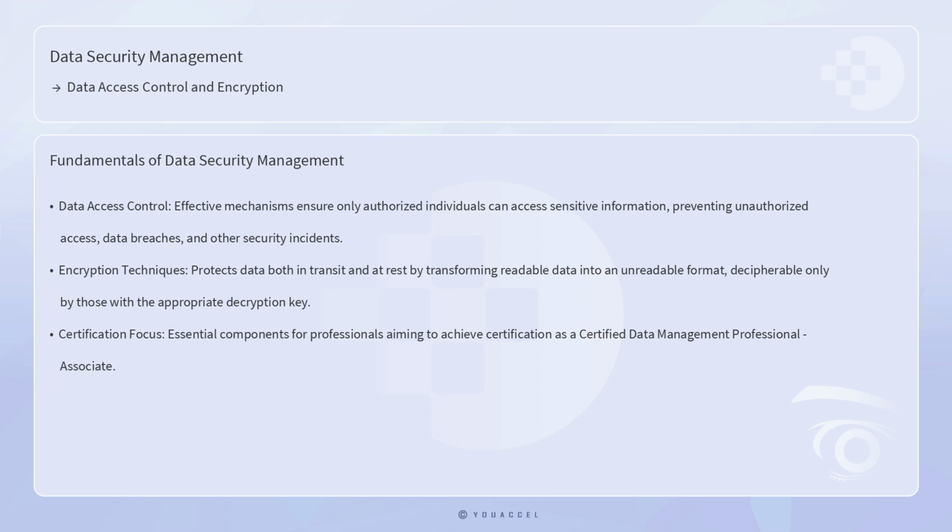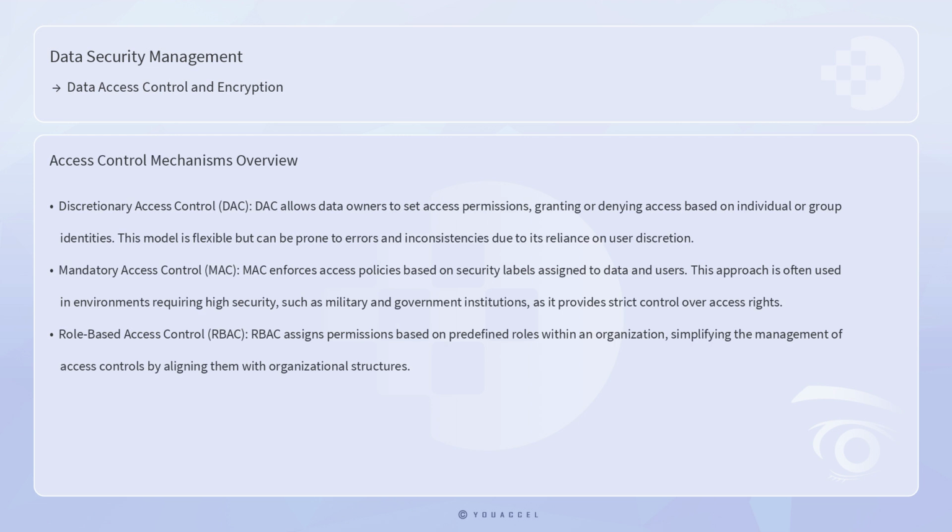Encryption, on the other hand, is a critical technique for protecting data both in transit and at rest by transforming readable data into an unreadable format that can only be deciphered by those possessing the appropriate decryption key. Together, these practices form a robust framework for safeguarding data integrity, confidentiality, and availability. Access control mechanisms can be broadly categorized into discretionary access control, mandatory access control, and role-based access control. Each of these models offers distinct advantages and is suited to different security requirements.